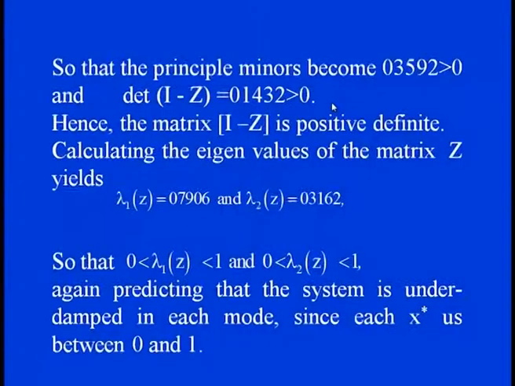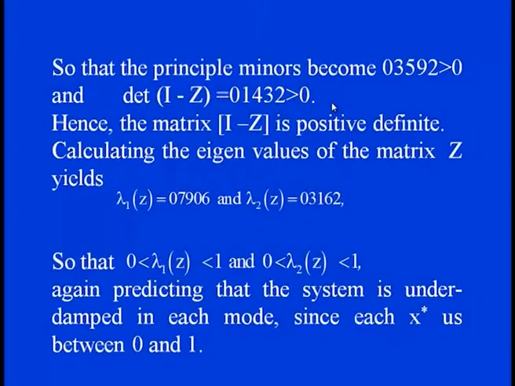So, with this we can simply find the determinant of this, and it is less than 0.1432. It is positive definite. So, we can say that this is an underdamped system, and we can calculate the eigenvalues for this Z matrix, which are 0.7906 and lambda 0.3126.